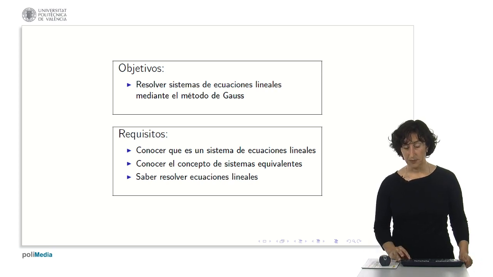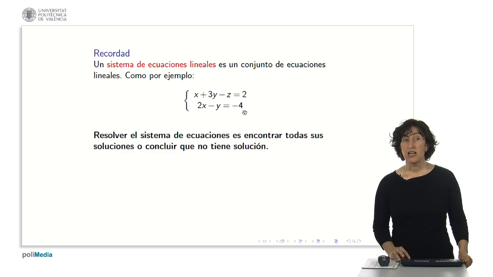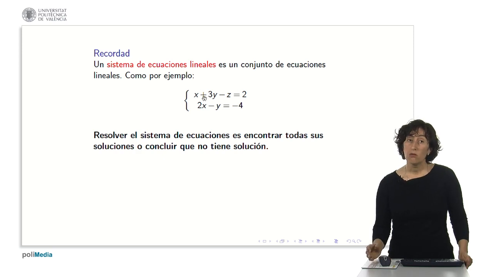So first, remember that a linear equation system is a set of equations that are all linear, such as the example you have on the screen. x plus y minus z equals 2. 2x minus y equals minus 4. These types of systems have a solution or do not have it. Then solving the system implies finding all the possible solutions of the system, or deciding that it does not have a solution because there is no set of numbers x, y and z that meet both equations at the same time.